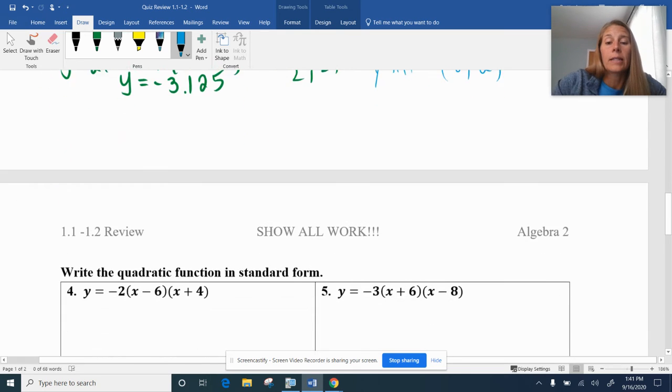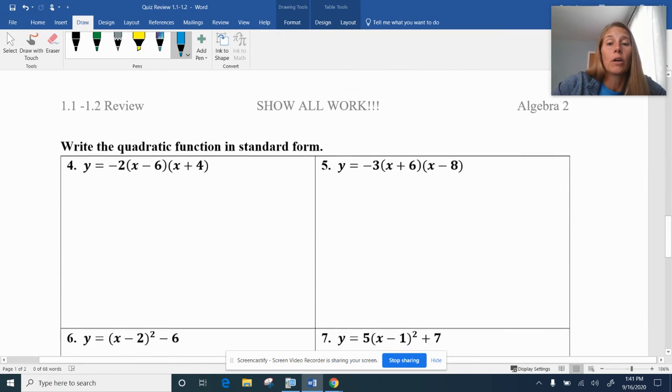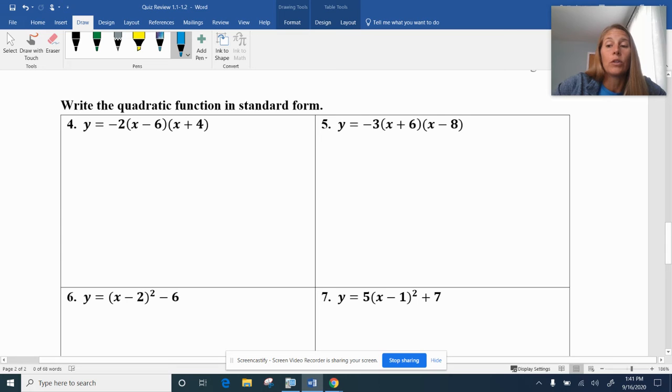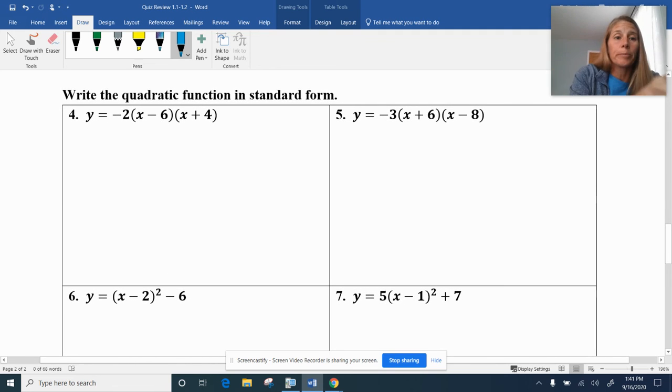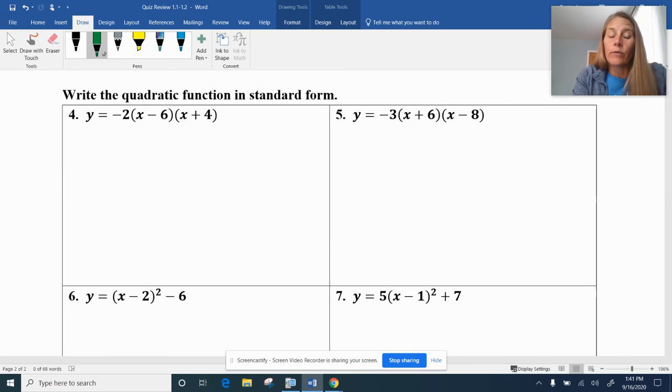Okay, so then on the next page, we have 4 problems here where we are going to go from the intercept form to the standard form, or the vertex form to the standard form, by using our multiplication of binomials and things like that. So we're going to mainly be using the distributive property here. If I take a look at number 4, I'm multiplying -2 and the binomials x minus 6 and x plus 4. So it doesn't matter what order you multiply them in.